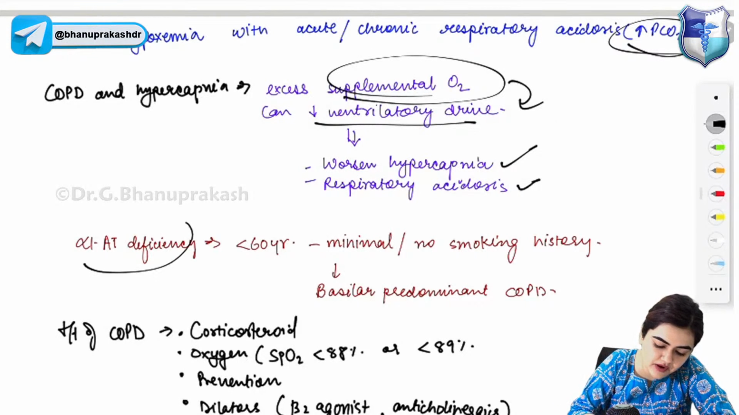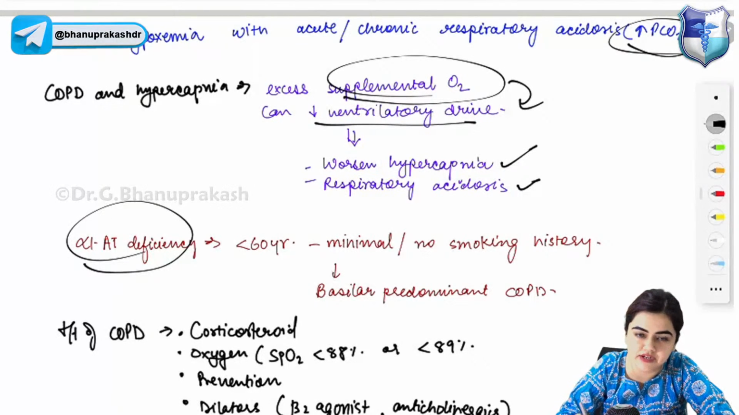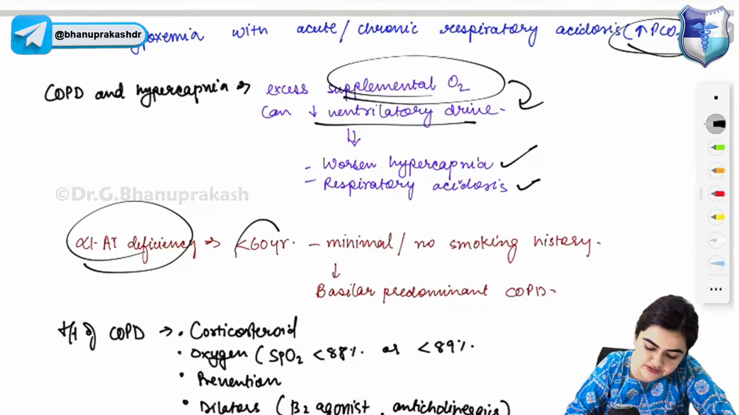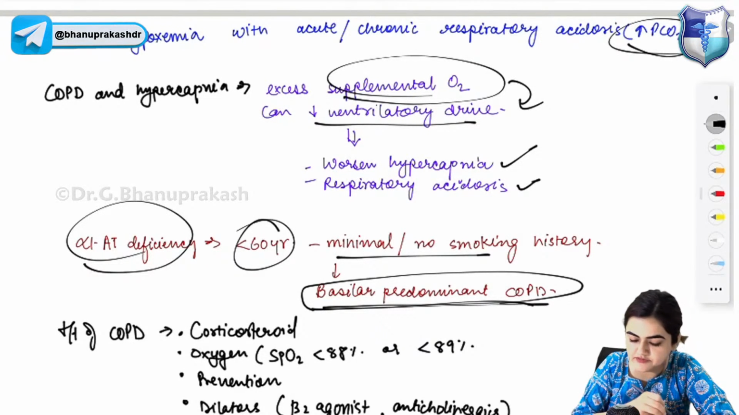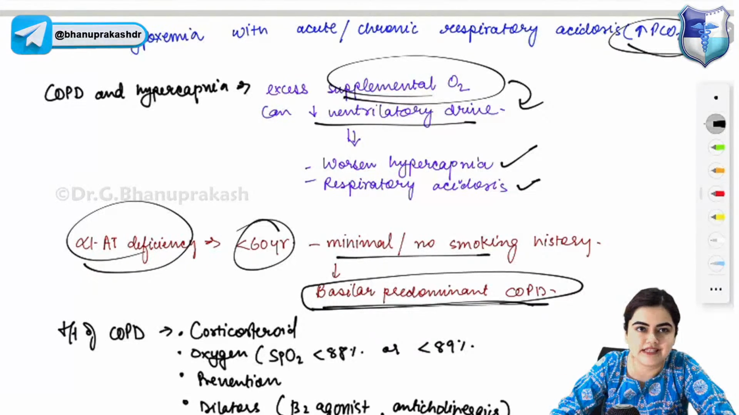Now, coming to alpha-1 antitrypsin deficiency. Alpha-1 antitrypsin deficiency is generally seen in patients less than 60 years, with minimal or no smoking history, and basilar predominant COPD is a feature of alpha-1 antitrypsin deficiency. Clear?